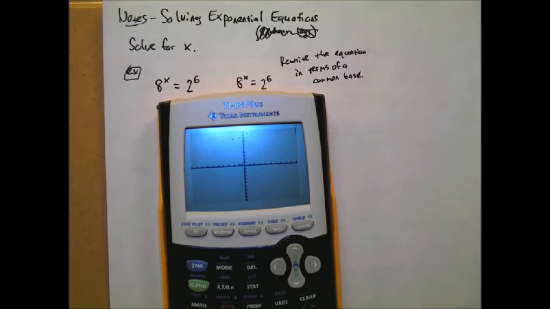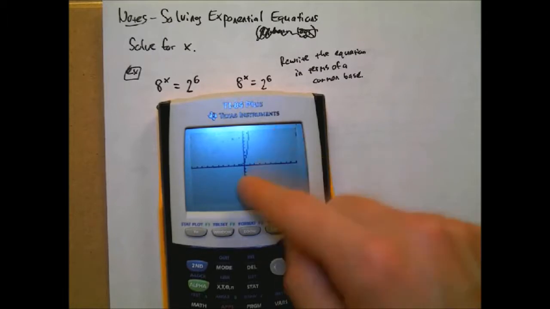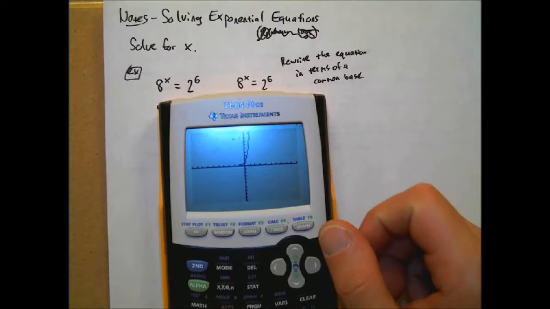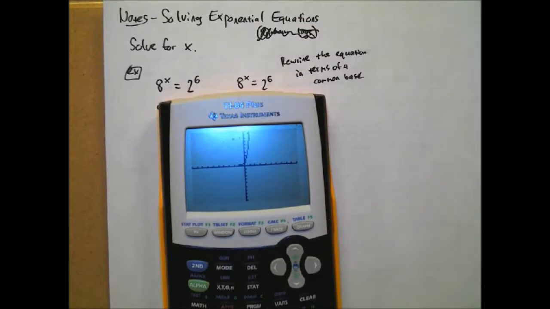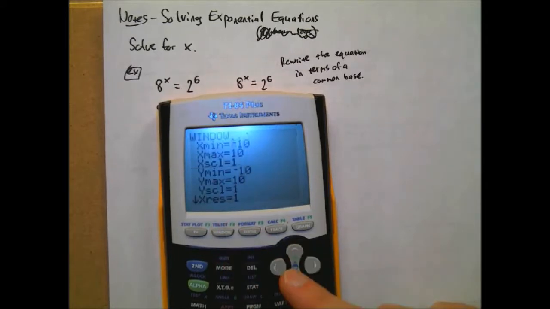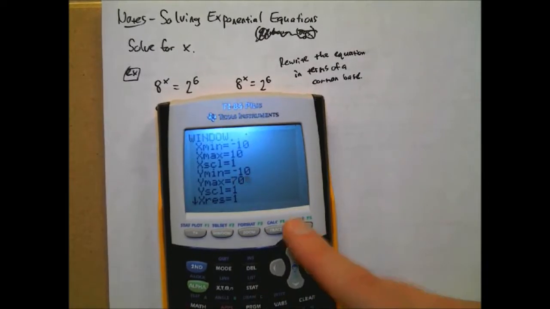Okay, there's that 8 to the x, our exponential growth there. And of course, 2 to the 6, we can't see it because 2 to the 6 we know is 64. So we have to adjust our window, and 64, that's our y value there. We need to increase our y max to be more than 64, so I'll say 70. So we graph it here.